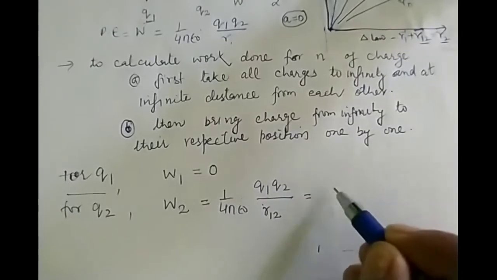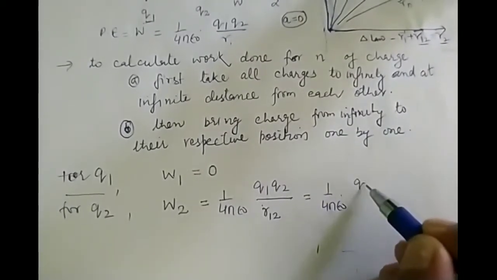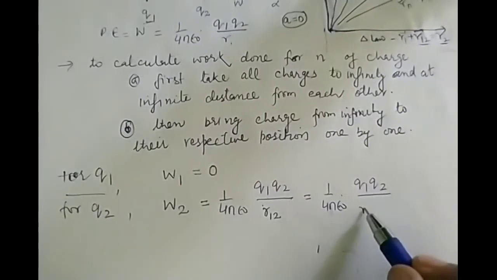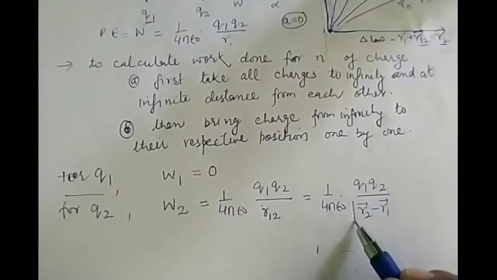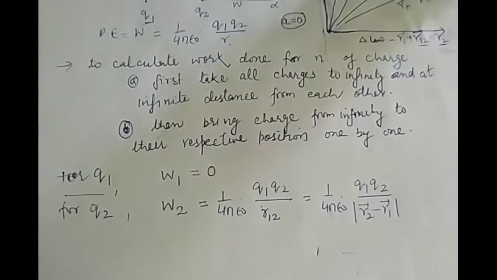Now if you write in the term of position vector form, Q1 Q2 divided by R1 to 2 is R2 vector minus R1 vector. I need only the magnitude, so I put a mod.